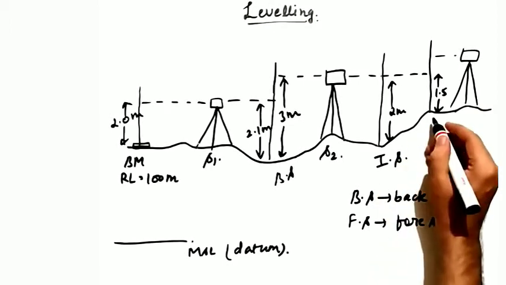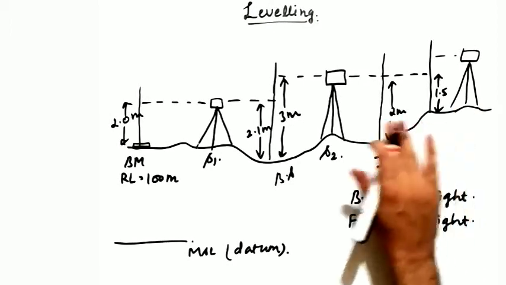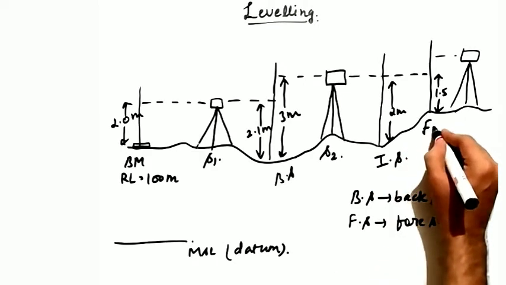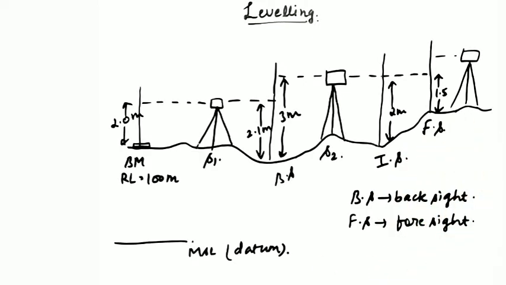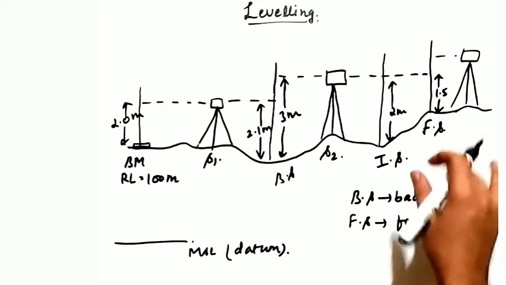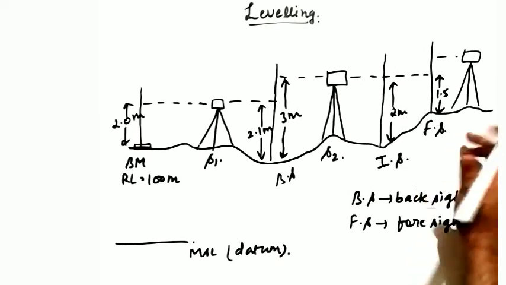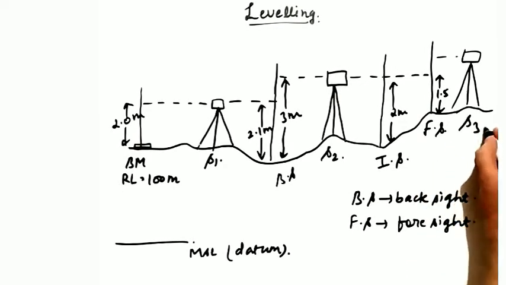Now after this, I took my final reading without changing the station from S2. I took a reading of 1.5. So this is called the foresight reading. Now what I did, I changed my station again since this staff was out of my reach. I could not trace the staff anymore, so I had to change my station and shifted it to S3.